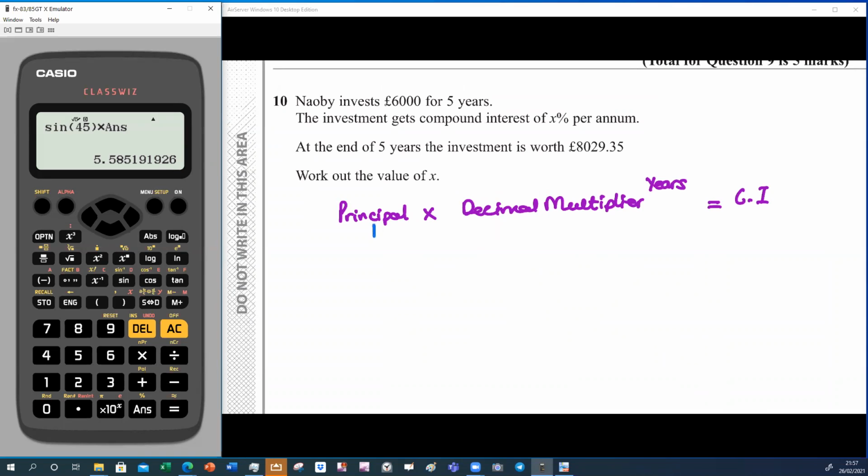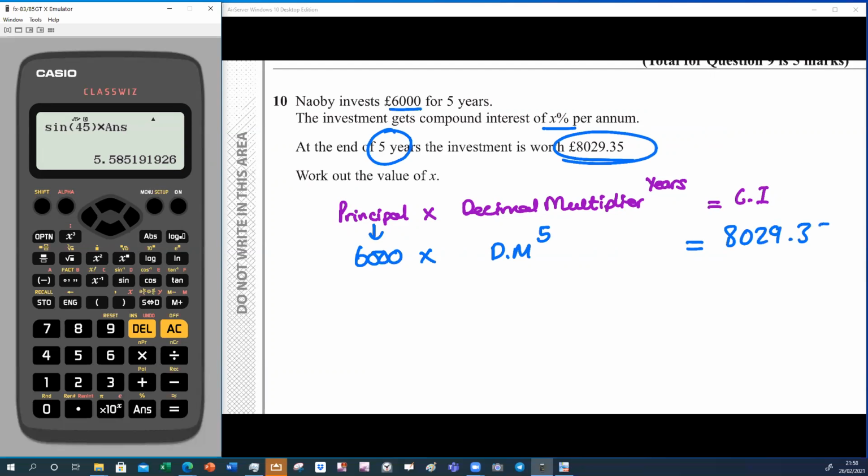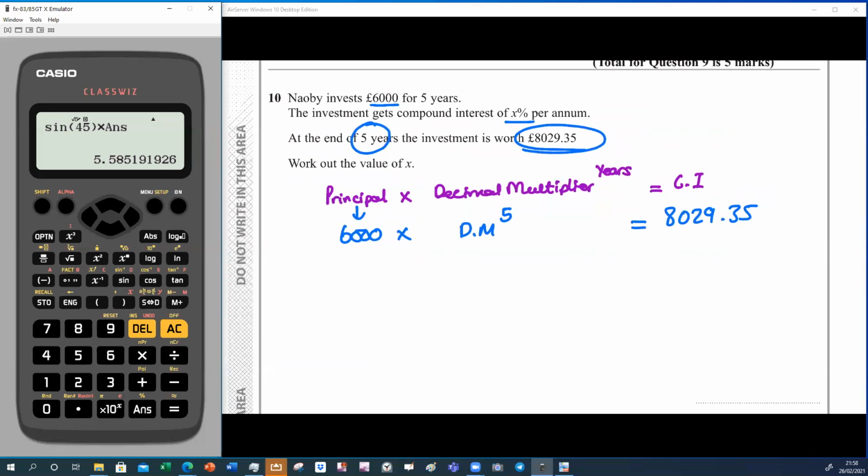So what's the principal amount? £6,000. So that's the money we start with. Now the decimal multiplier, we're just going to leave it as DM for the moment. How many years do we have the investment for? 5 years. And what's the amount of money left at the end of the 5 years? £8,029.35. Now at the moment, the X% is actually hidden within the DM. We're going to pull that apart at the end. So the DM includes the X, but we're not going to confuse the algebra for the moment. Try to keep it a little bit simple.